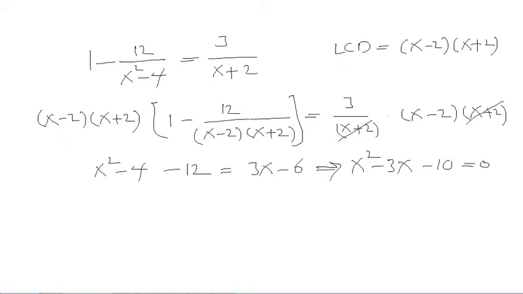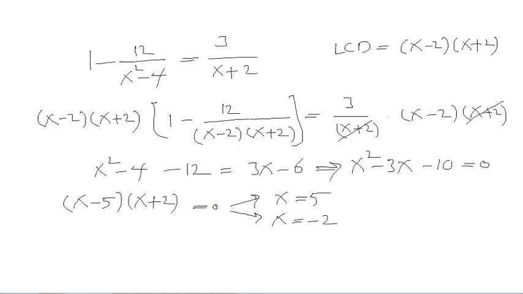I can also solve this one by factoring. I'm looking for two numbers so that their sum is negative 3, their product is negative 10. Those two numbers have to be minus 5 and plus 2. Their sum is negative 3, their product is negative 10. That's good. So this implies that x is 5 and x is negative 2.